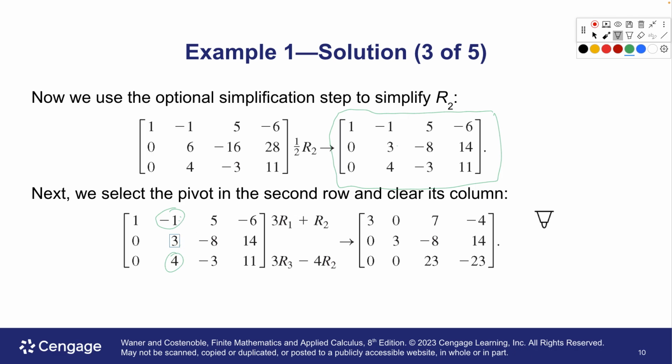So what are they doing? They're going to take 3 times row 1, so that'll give us 3, -3. I'm taking row 1. 5 times 3 is 15, and -6 times 3 is -18. We're going to take row 2, so we copy row 2 right below it, and we're going to just add these together. 3 and 0 are 3.